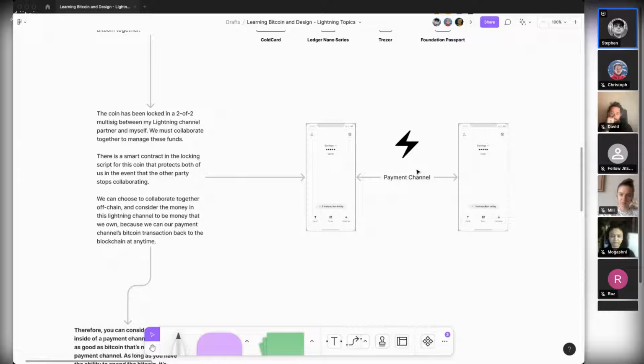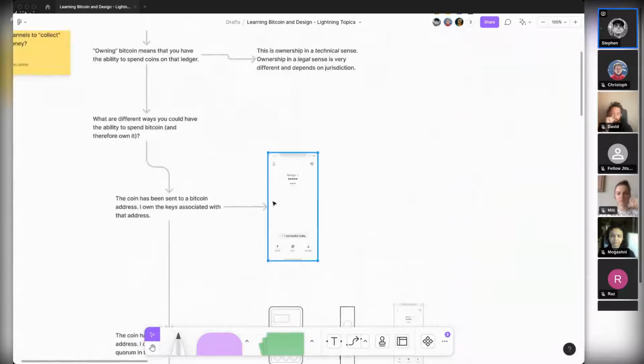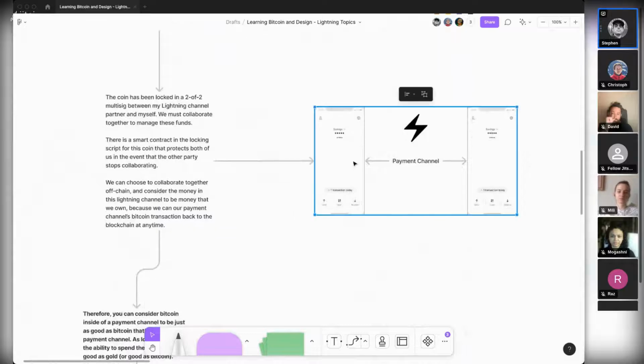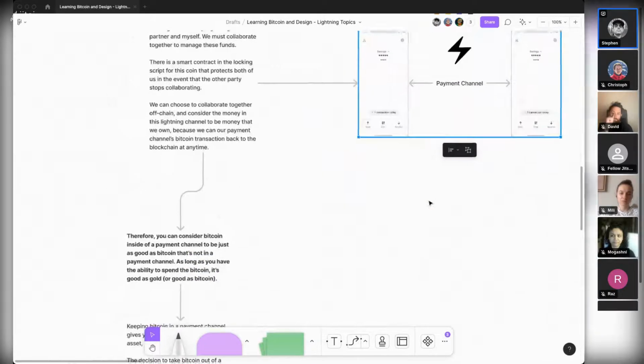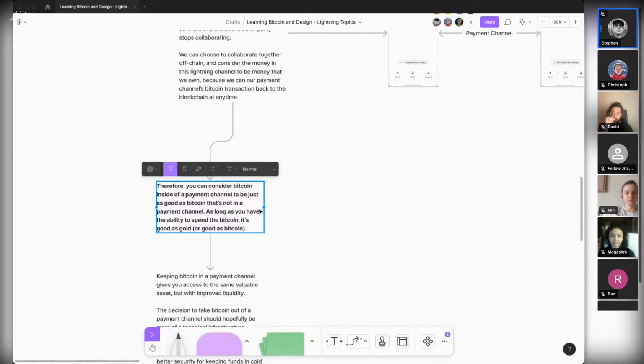So you have to think about it. If I have a private key on my phone that allows me to spend coins, or I have a signed Bitcoin transaction, which I'm holding off of the blockchain, say on my computer or something, I have the ability to spend the coins either way. So in a technical sense, they both count as ownership, right? That transaction can be cashed out anytime. So the way I think about it is that you can consider Bitcoin inside of a payment channel to be just as good as Bitcoin that's not in a payment channel.